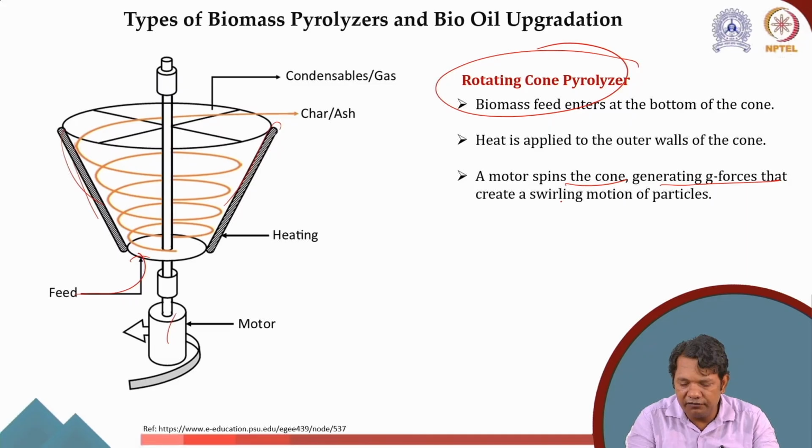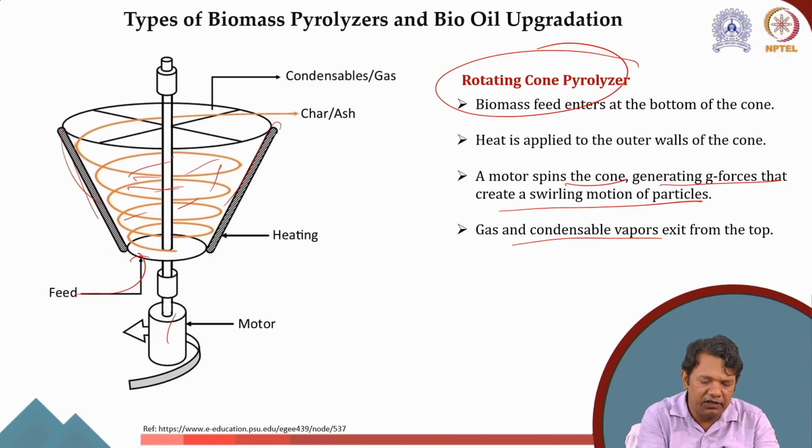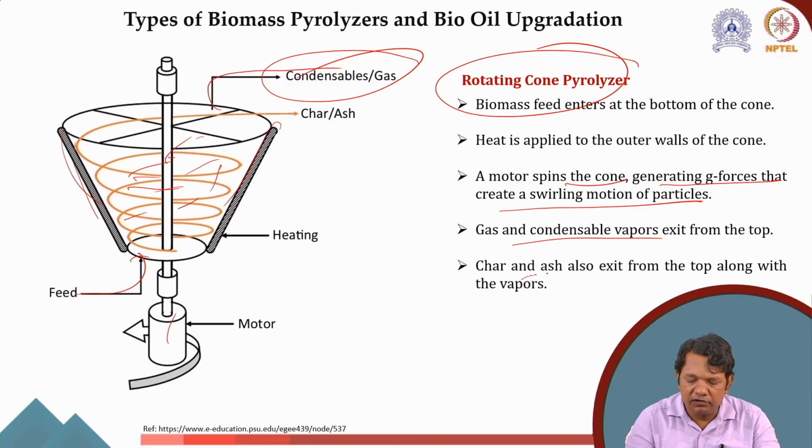It generates G forces that create a swirling motion of particles, gas and condensables. After thermal decomposition, the gas and condensable material moves from here. The char and ash also exit from the top along with the vapor. That means we need to again use a cyclone separator here and other things.